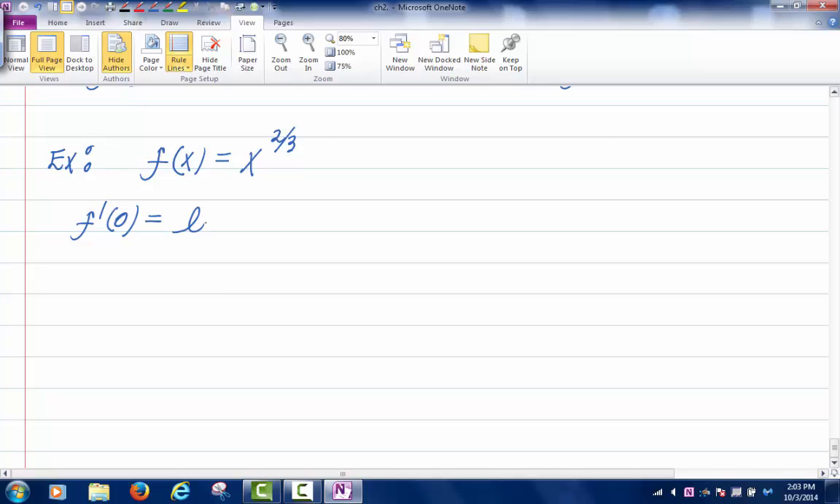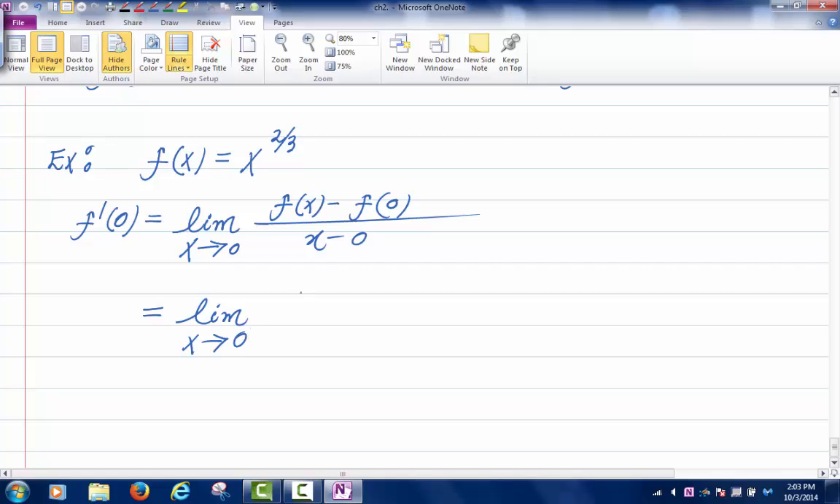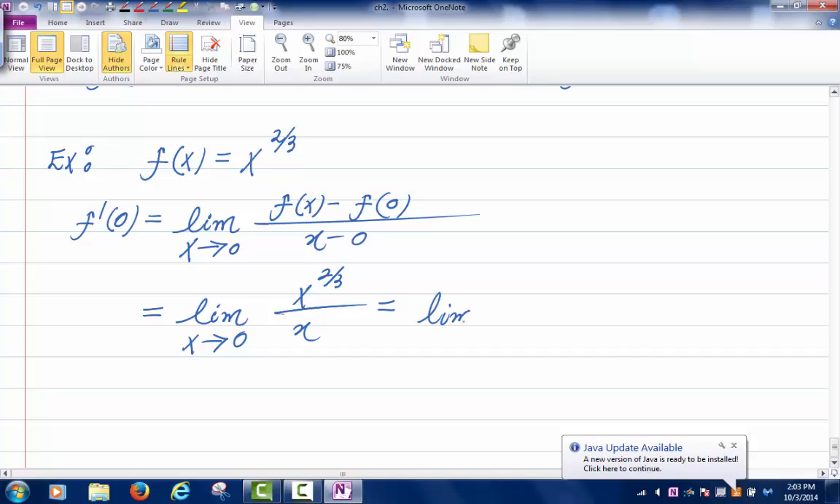The derivative at 0 would be given by the limit as x goes to 0 of f of x minus f of 0 divided by x minus 0. Because f of x is x to the 2/3 and f of 0 is 0, I get x to the 2/3 over x, and that's the same as the limit as x goes to 0 of 1 over x to the 1/3.